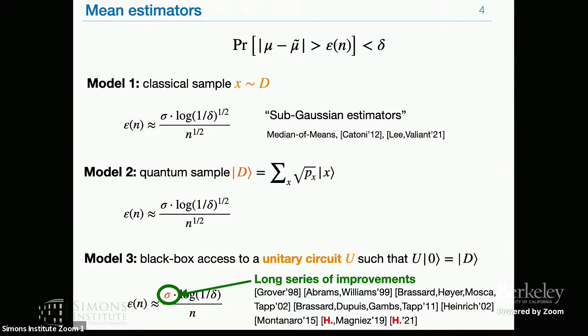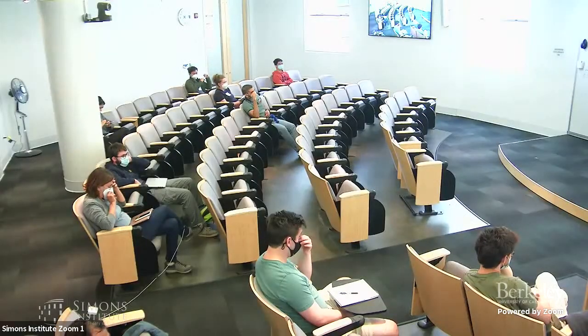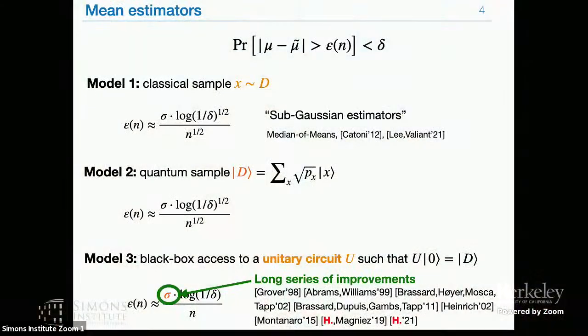Yes? Do you get access to the inverse of U as well? Yeah, you also have access to the inverse of U. Okay, and I mean, those works culminated in this optimal dependence on the standard deviation.